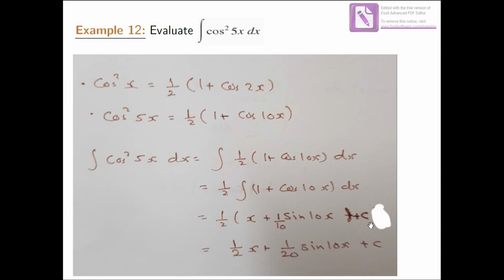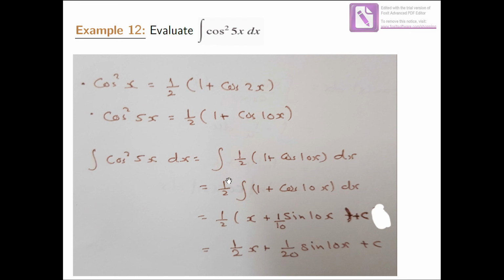Then we have the integral of cosine 5x all squared dx. We know that cosine square x is equal to half of 1 plus cosine 2x. So cosine square 5x will give us half of 1 plus cosine 10x. Where do we get this 10? Because if it is x, here we have cosine 2x. So if it is 5x, we should multiply 2 by 5, so this is 10x. So now the integral of cosine square 5x dx will be the integral of half of 1 plus cosine 10x dx.